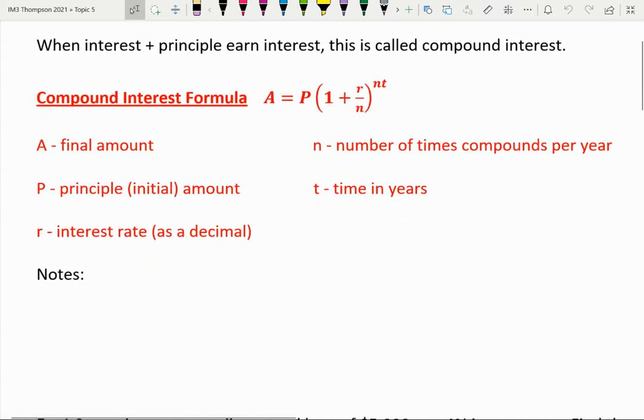Let's talk about the number of times something compounds a year. That's where this little spot where it says notes comes in. If we are talking about money that is compounded annually, annually means how many times a year? 1. Yeah, it happens 1 time a year. So that's going to give me an N value of 1. The word problems aren't going to give you an N value. You're going to have to deduce it from the information that they give you.